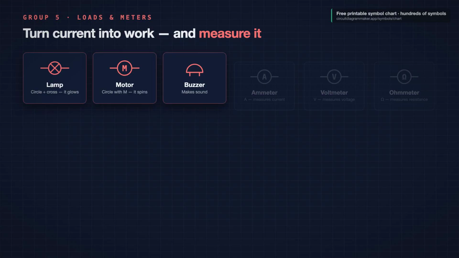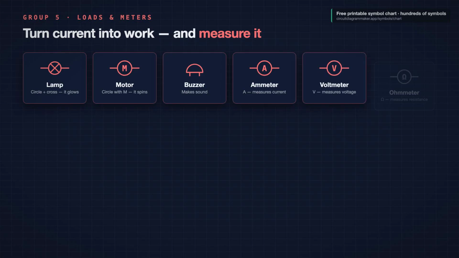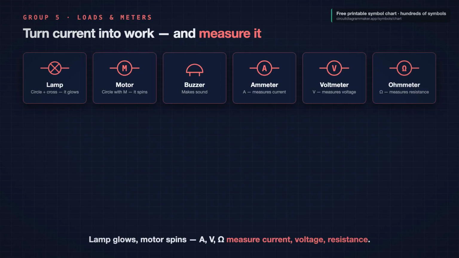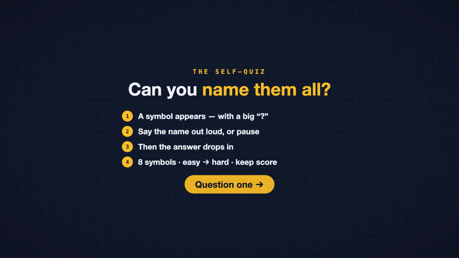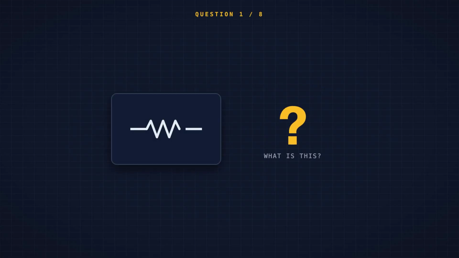Group 4. Switches and protection. These open, close, and guard the circuit. A simple switch is a break in the line with a lever that lifts away. A push button is a switch you hold, a little cap on 2 contacts. A fuse is a thin link that melts if the current runs too high, drawn as a rectangle or a small oval on the line. And a circuit breaker does the same job, but resets, usually a rectangle with a hook or switch mark. Switch opens the circuit, button is momentary, fuse and breaker cut the power before something burns.